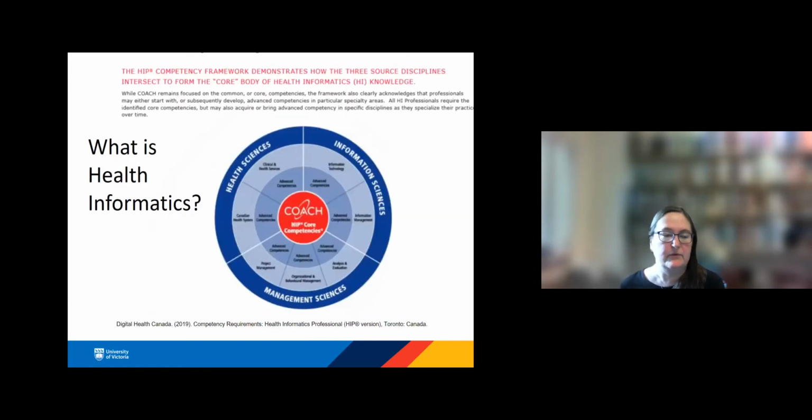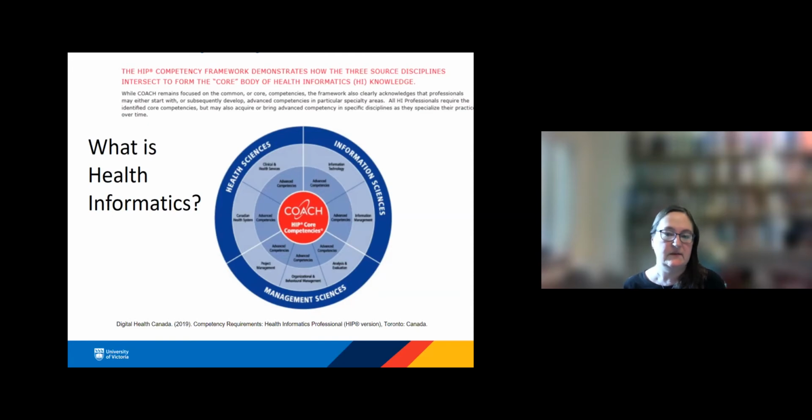So what is health informatics? This is actually a competency framework that was developed by Digital Health Canada. I believe it's still on their website, because the last time I checked. It was originally, Digital Health Canada was Canada's Health Informatics Association. But this competency framework is really important because it actually forms the basis for becoming certified in the area of health informatics. And it essentially encompasses three different areas.